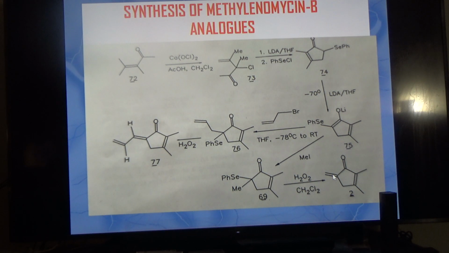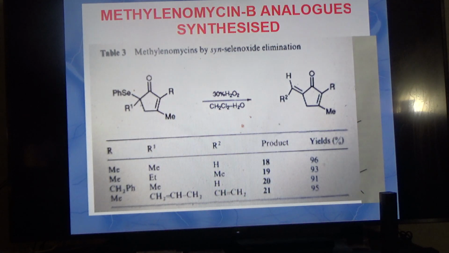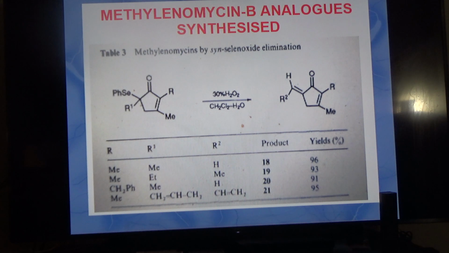So I have shown you two analogues of methylenomycin. Now, these are the 4 analogues I made of methylenomycin by selenium oxide elimination. As you can see, the selenium cyclopentenones, on treatment with hydrogen peroxide, give you 91 to 96% yield of the 4-substituted cyclopentenone with the exocyclic double bond. So these are all analogues of methylenomycins.